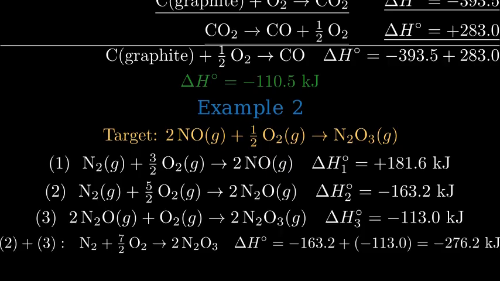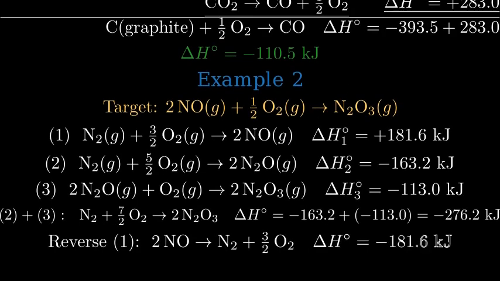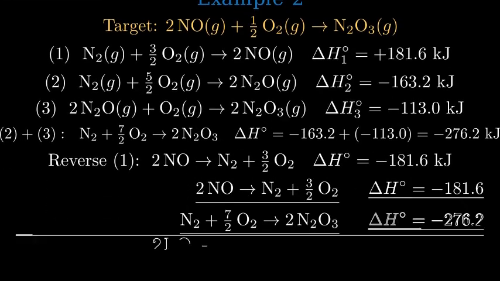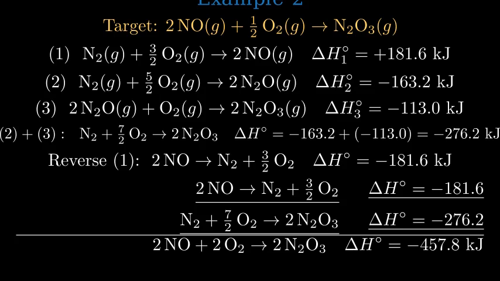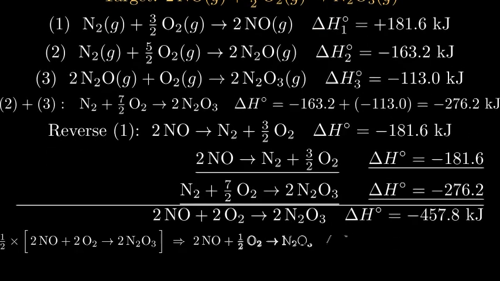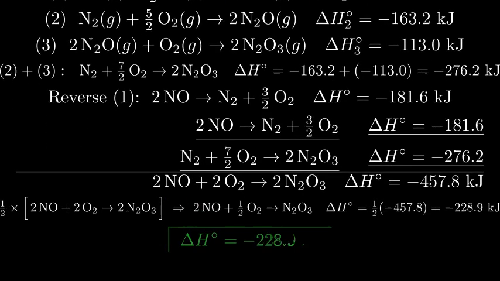Now reverse reaction 1 to move 2 moles of nitric oxide to the reactant side. Reversing flips its sign to negative 181.6 kilojoules. Add the reversed reaction 1 to the combined reaction. Nitrogen cancels. We get 2 nitric oxide plus 2 oxygen equals 2 nitrous trioxide, but the oxygen simplifies to 1/2 oxygen per 1 nitrous trioxide. When we divide the entire reaction by 2, the enthalpy also divides by 2, giving negative 228.9 kilojoules.